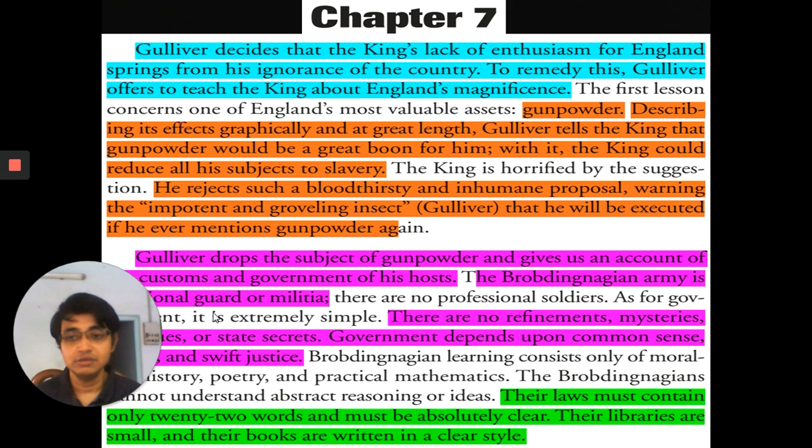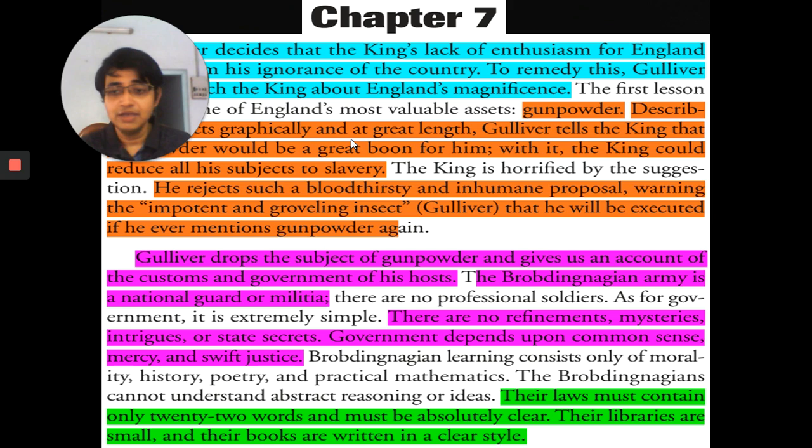He said that he will be executed. Gulliver will be beheaded if he once again talks about this form of using gunpowder as a ploy to colonize all the subjects. He did not like the matter at all. So Gulliver drops the subject of gunpowder and gives us an account of the customs and government of his host.